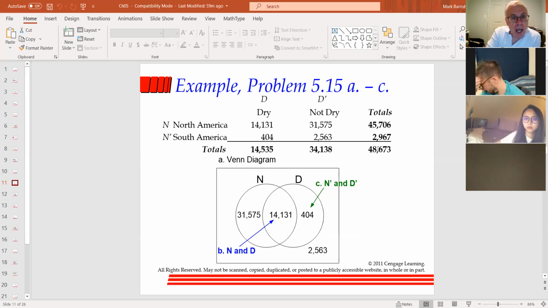Now the question is, when you have two variables like this, how can you possibly represent it all inside this box? So what you're going to do is pick the two variables, one variable being one of the circles and the other one being the other circle.